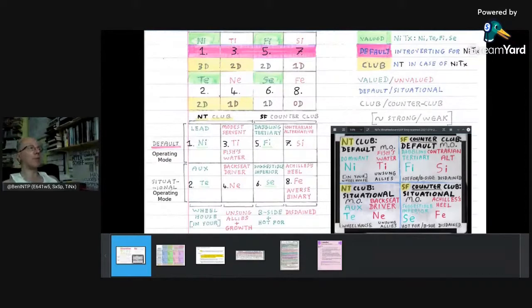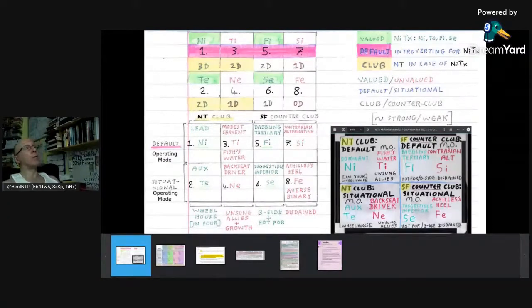Now, what can happen with this position is that people can overrate their ability at it, the slot in that position. So first things first, position 5 is two-dimensional in my system in that it is a default function because it's an introverting function, and by default, the NIT, the contender rational, introverts. So it's a default function and it's a valued function, but it's a counter club function. So what do I mean by that?